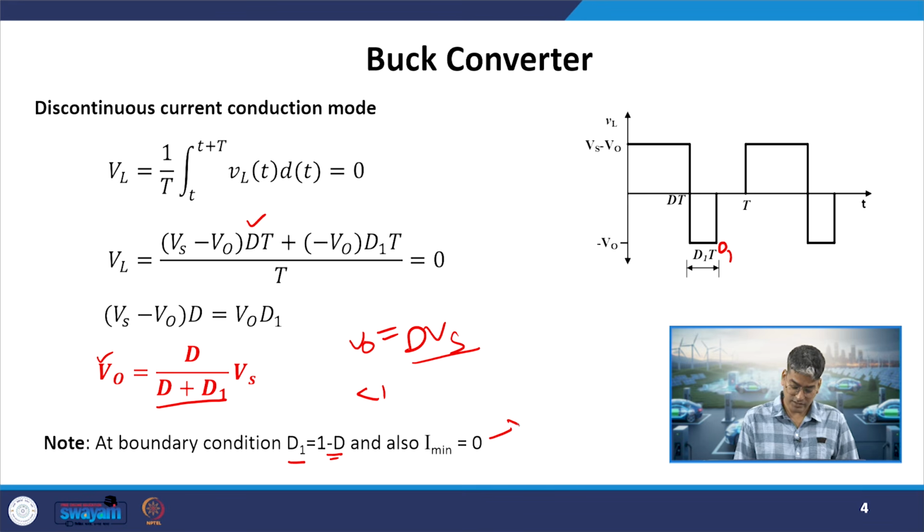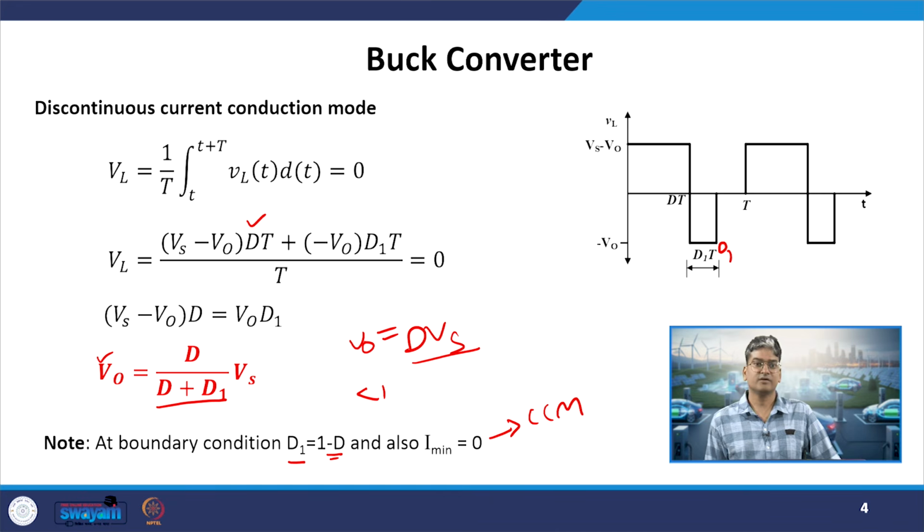In this mode, still the analysis which we have carried for CCM mode of operation will be valid. After that point, if my duty ratio is becoming less than 1 minus d, we have to use the analysis which we have done for the discontinuous conduction mode.